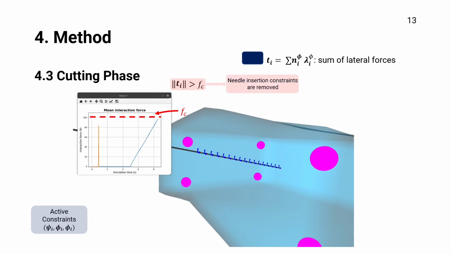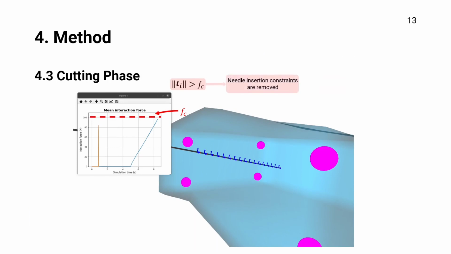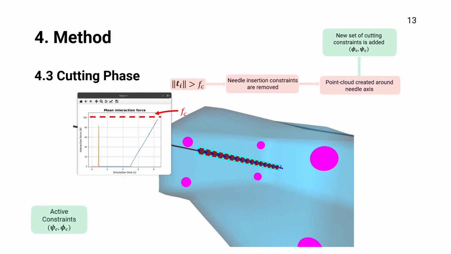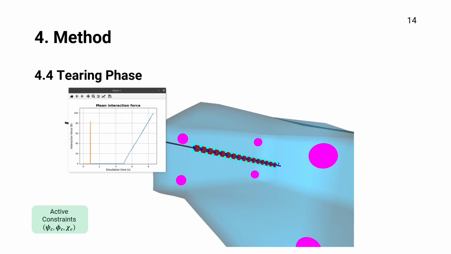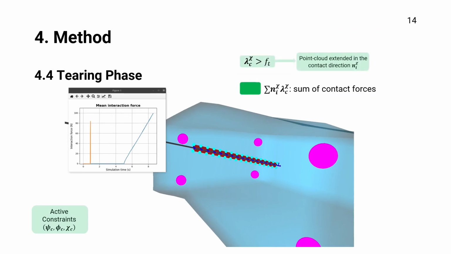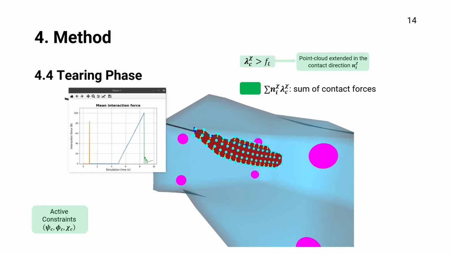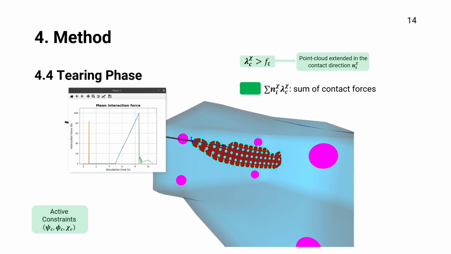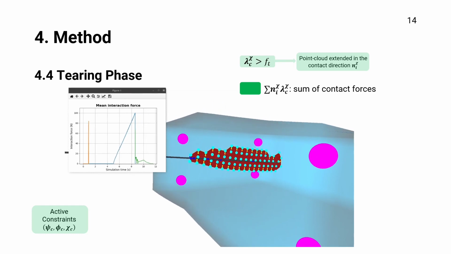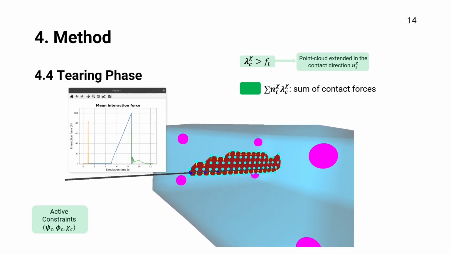In the cutting phase, the needle insertion constraints are removed, and a point cloud is created around the needle axis. A new set of constraints is added, allowing the needle to slide through the cutting plane. Finally, the tearing phase is the phase in which the cut plane might be extended. If a contact force superior to a certain threshold is detected, the cut plane will then be extended. We can see in the plot that the green line has sudden peaks when the cut plane is extended.